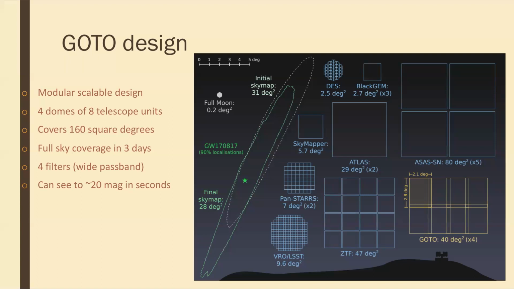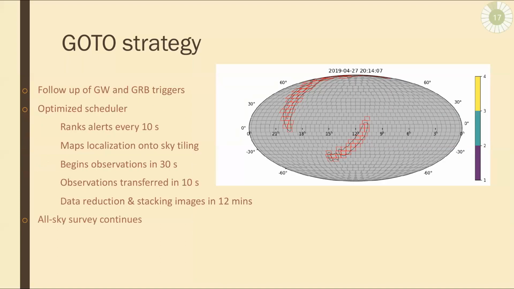Yeah, so it's a modular, scalable design, so we can grow this to have such a huge field of view. The strategy is that they tile the sky, and when a trigger alert comes in, they decide which tiles need to be observed, and there's an optimized scheduler which will be able to cover this within a single night. So on the night of the gravitational wave trigger, we should be able to get observations of the majority, well, 90% of their confidence region.